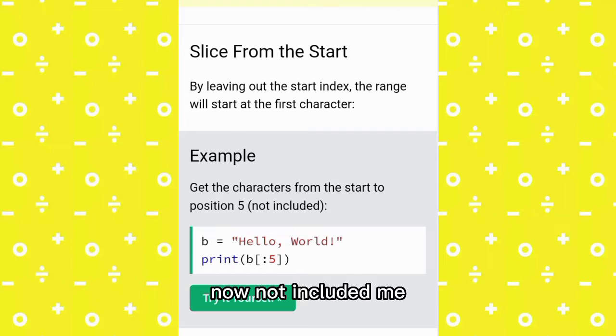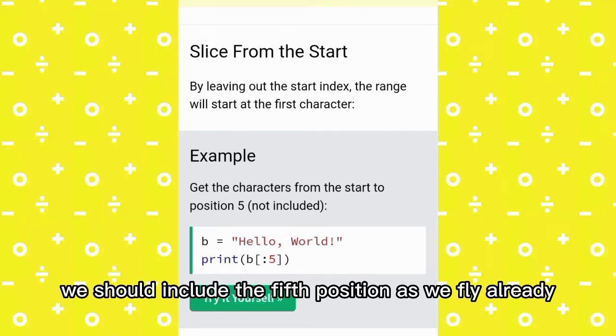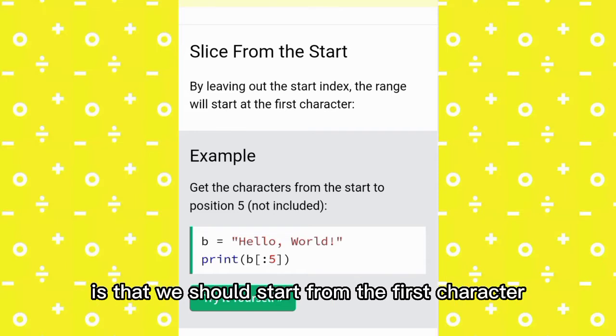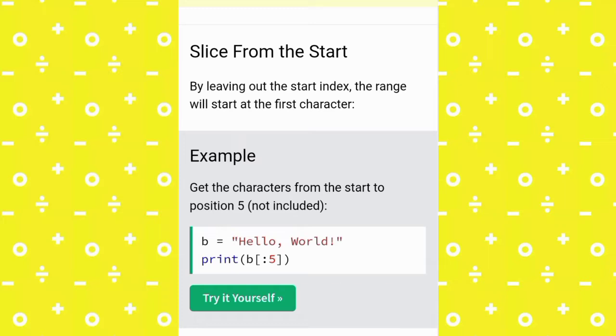Now, not included means we shouldn't include the fifth position, as we learned already. Here, what they are trying to tell us is that we should start from the first character, which is 0, to the fourth position.